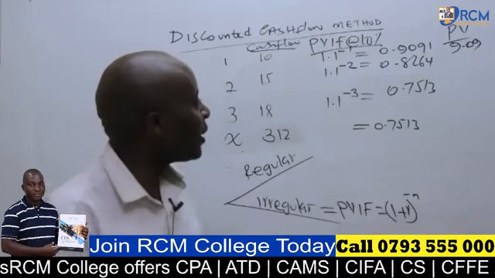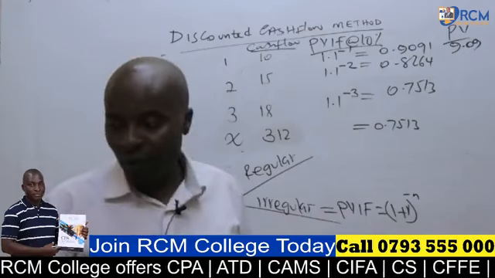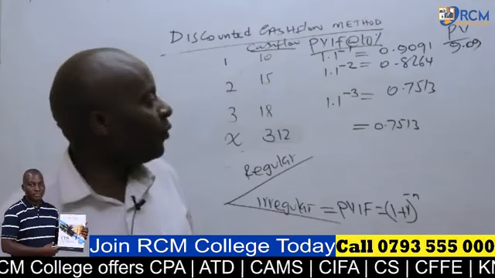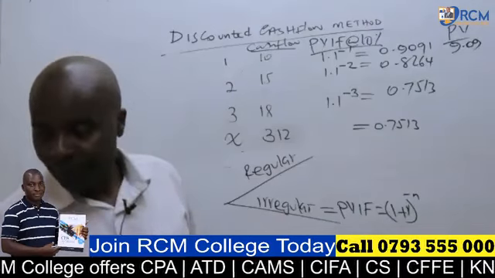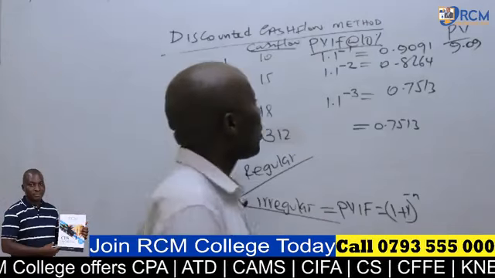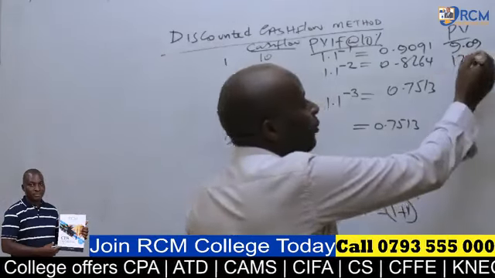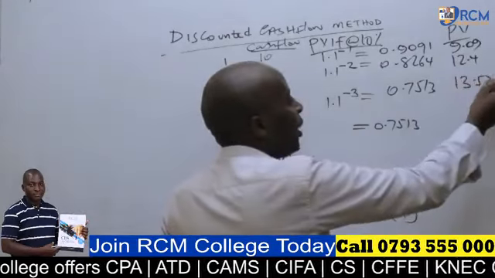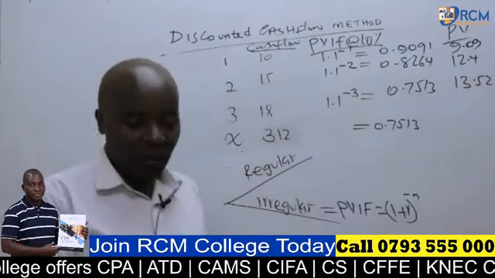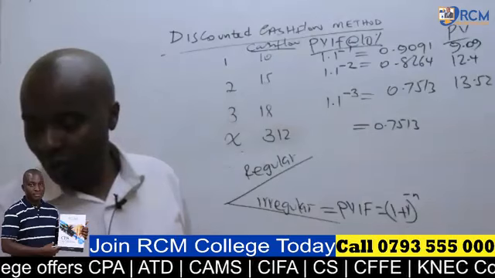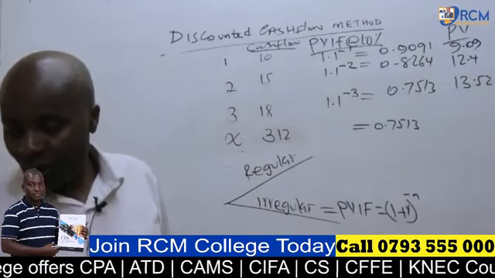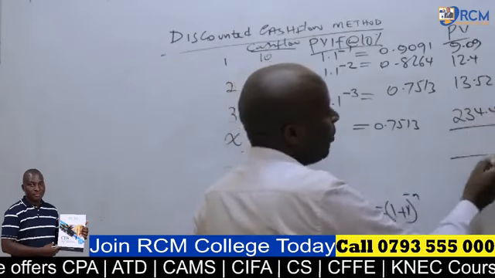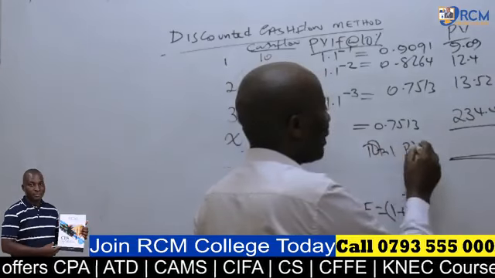So we are being given the second figure, 15 times 0.8264. The second figure is 12.4 somewhere, and then there is a 13.52. And then lastly, ladies and gentlemen, we happen to be having this big figure of infinity, which happens to be 234.41. And then I'll come and add for you to be able to give us the total present value.